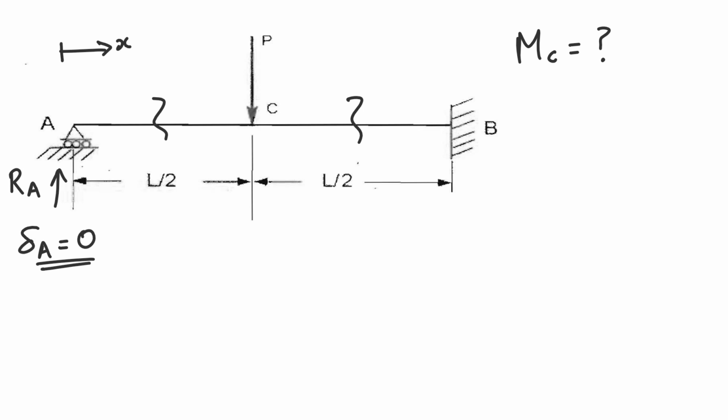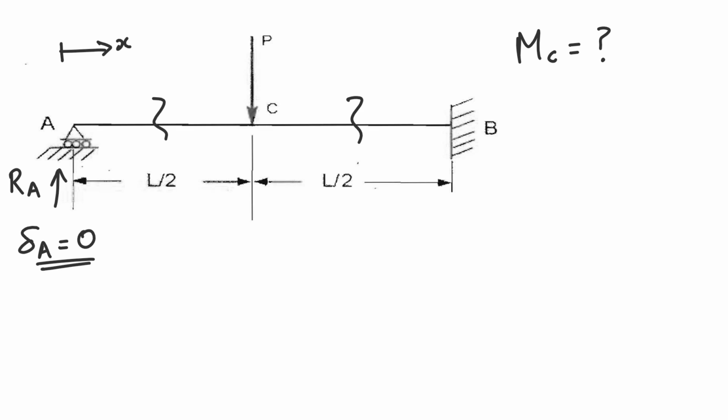This has to be established. Since this guy is a roller, it cannot move up and down. So delta A is equal to 0. And why do we care about that? Well, do you remember from before we had that delta is equal to the integral of m bar over EI dx, right? Well, if delta is equal to 0, then this guy is equal to 0. And from that, we can find m. You see how that works? It's pretty neat. It's very sophisticated, very nuanced. But that's what we're going to do.